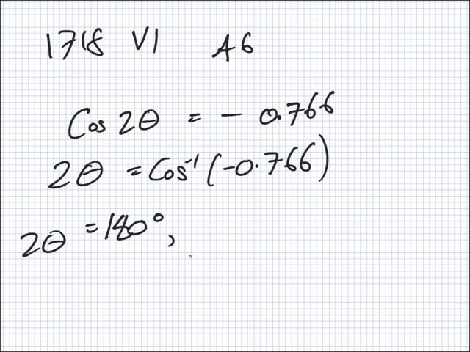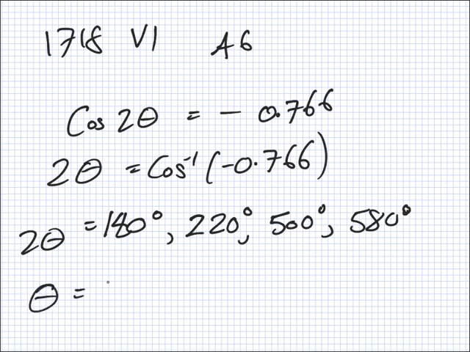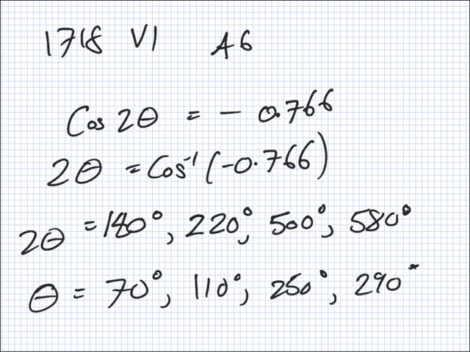Now, how do you get the second answer for cos? 360 minus the first. So that is 220. Now, how do you get the 2 extra answers here? Plus 360 to the first 2. So that is 500? Yes. Then 580. And finally, we divide by 2. And there you go. 5 marks. That's a nice one.